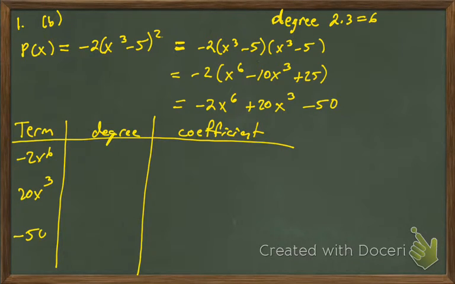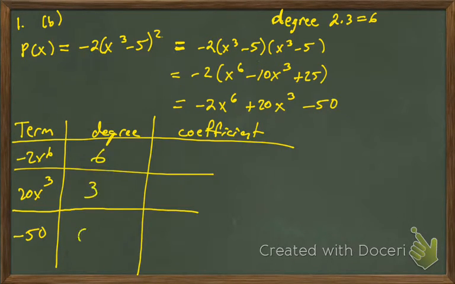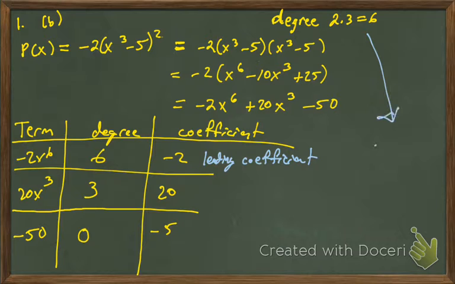So there's our terms. Degrees are the exponents. Remember, the constant has degree 0. And the coefficients are negative 2, 20, and negative 50. The negative 2x to the 6 has the biggest exponent, so that's our leading coefficient. This is a degree 6, and so for a degree 6, that means the maximum number of zeros is going to be 6.